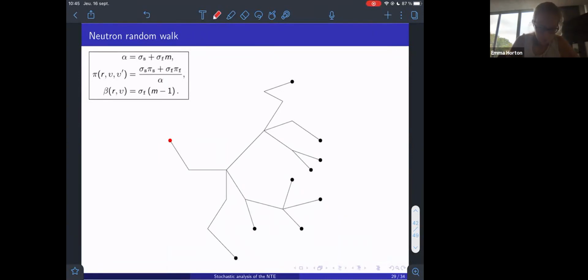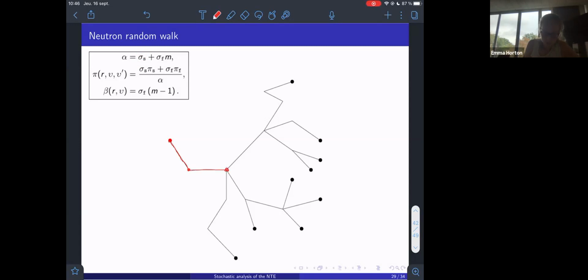So I said I would draw a picture. Imagine this is the branching process at some time t. The neutron random walk starts at the same position and moves in a straight line, following exactly the transport term of the process. But when there's a scatter in the branching process, the neutron random walk will also scatter, because of this sigma s term here. And then it continues and continues.